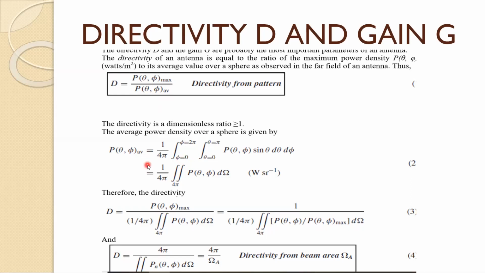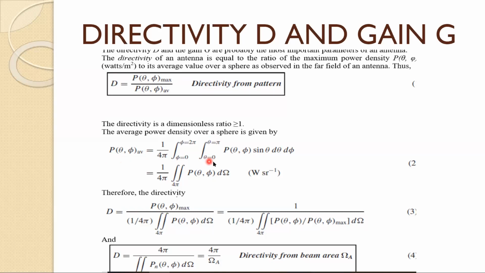So in your notebook, start to write down P of theta comma phi average. Write down P of theta comma phi average on the left side, equal to the average equation. This equation can be directly the average equation, where theta is both the elevation plane and azimuthal plane. Take theta reading and phi reading.